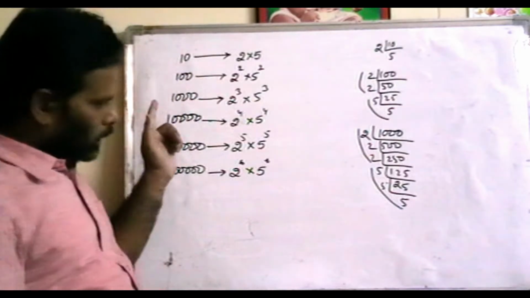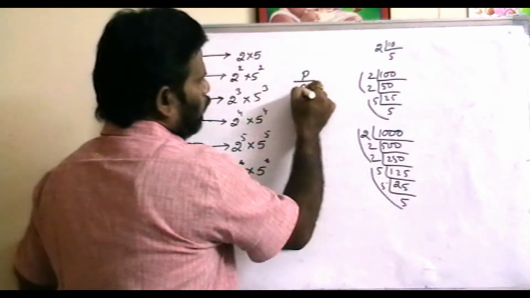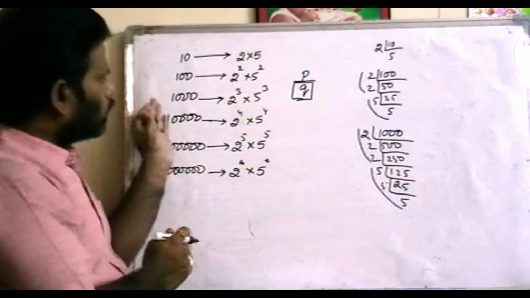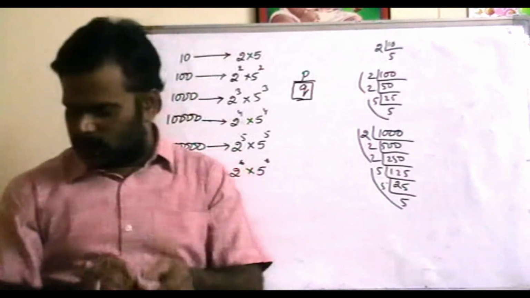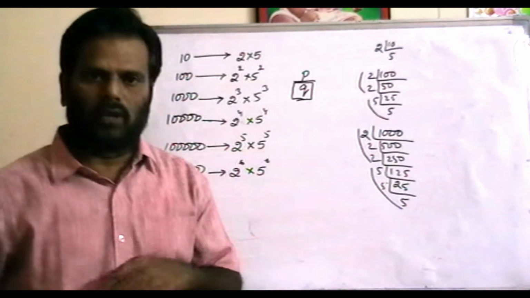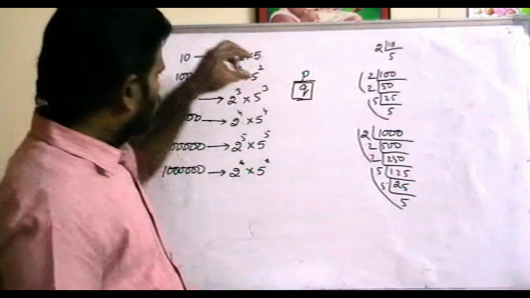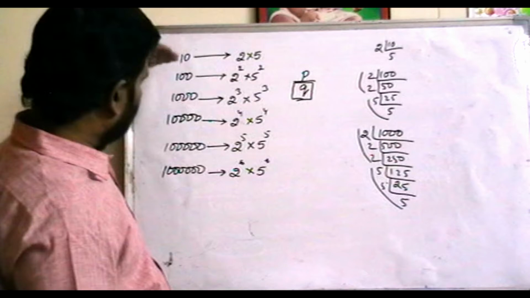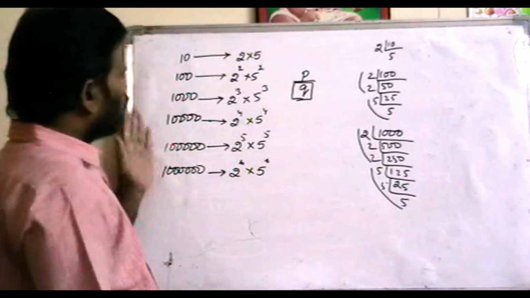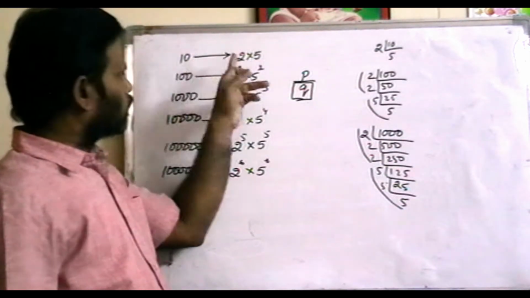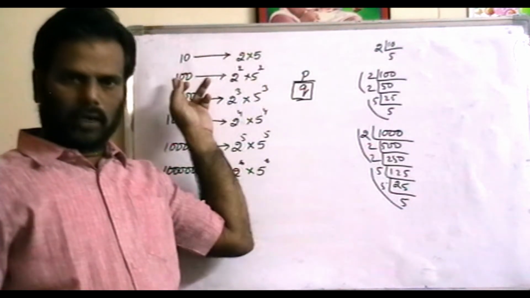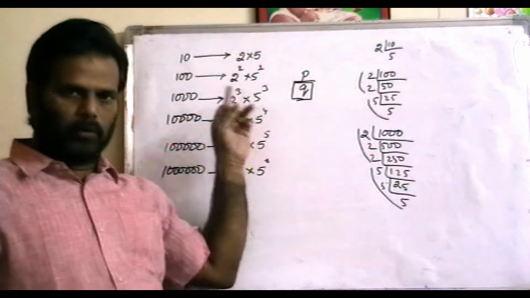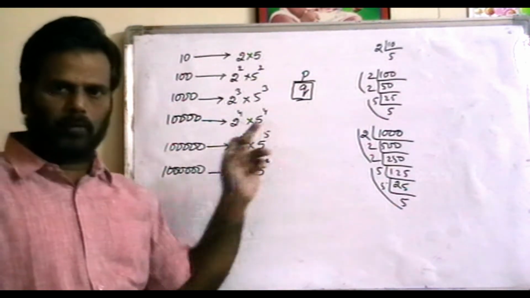So the denominator q part in this rational number, if we can change it into the nearby round figure without division, we can say that it is a terminating decimal only. Now, the denominator can be changed into nearby round figures like 10, 20, 100, 1000, 10,000, and so on. If you take the prime factors, 10 is equal to 2 into 5, 100 is 2 square into 5 square, 1000 is 2 cube into 5 cube, 10,000 is 2 power 4 into 5 power 4, 1 lakh is 2 power 5 into 5 power 5.